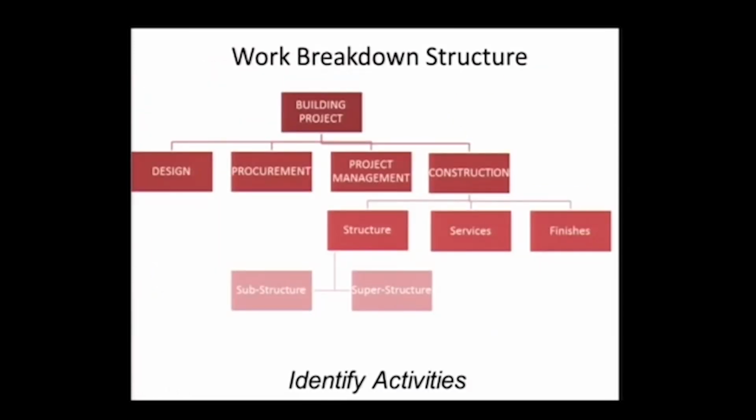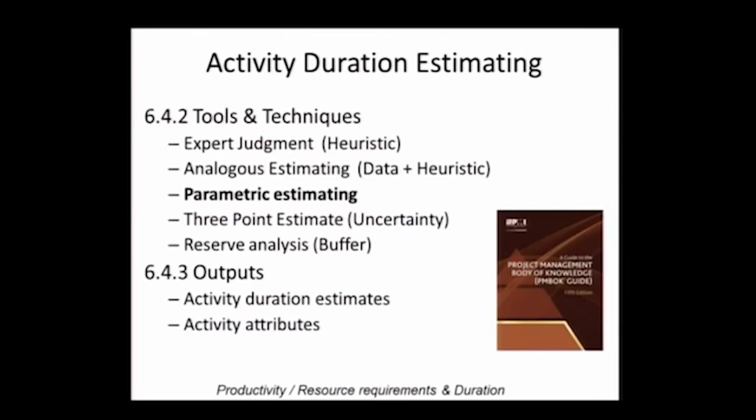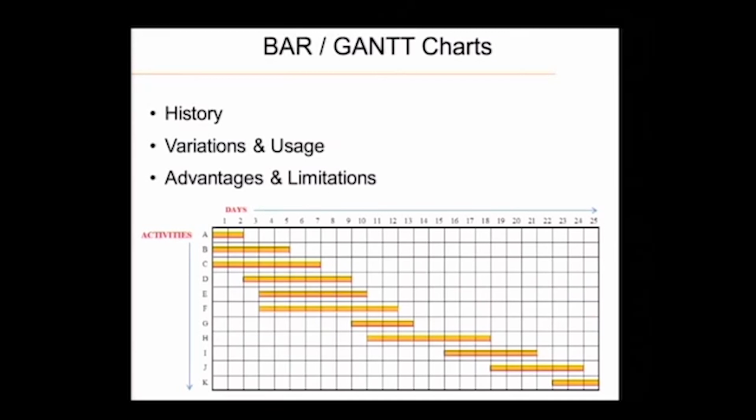Okay, so we had discussed work breakdown structures, and we discussed how we use it to identify activities. We discussed duration estimating. We spent quite a bit of time on parametric estimating, but we understand there are other means of also estimating duration. We talked about bar charts and Gantt charts, the history, the variations in usage, the advantages and limitations. We expressed our schedule in a bar chart before we did duration estimation, but it was intuitive enough for you to follow how it happens.